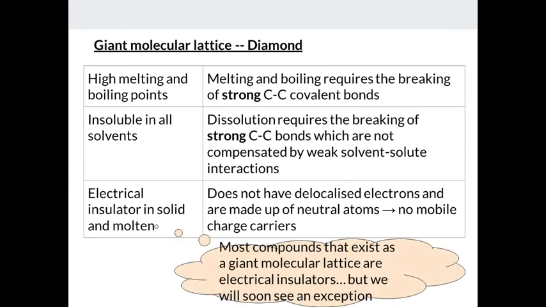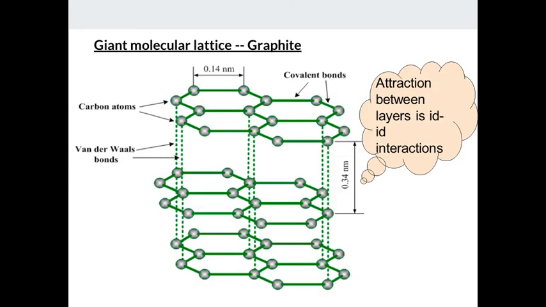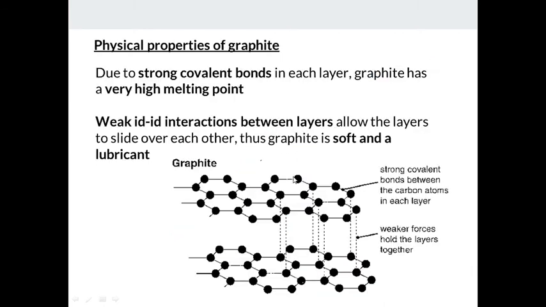But we'll soon see another example, which is graphite, right? In the structure of graphite, each carbon atom forms 3 covalent bonds with neighboring carbon atoms and has an unpaired electron stored in a p orbital. And there's attraction between layers of graphite, which are id-id interactions. So due to strong covalent bonds in each layer, graphite has a very high melting point.